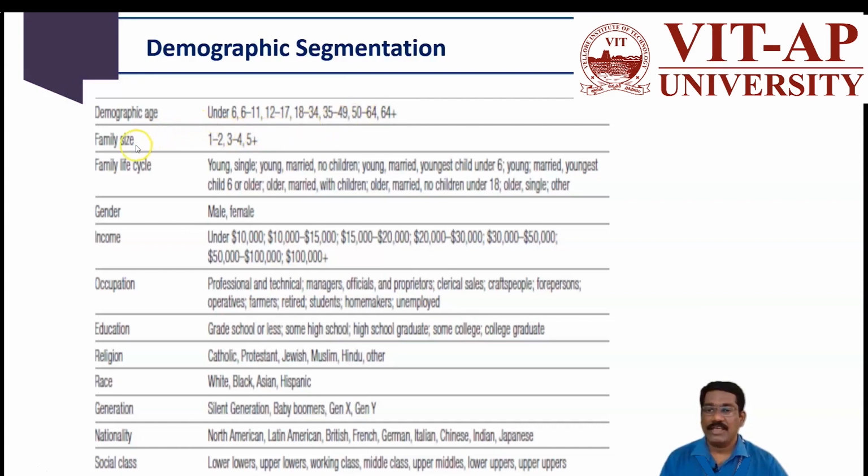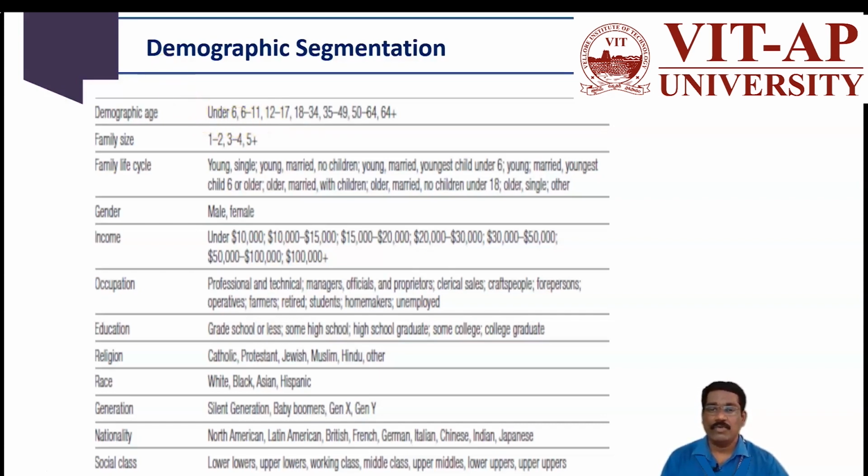And also we have family size. As I told earlier, there are a lot of products which have a family pack and a nuclear pack, like that. The packaging size is totally different between 1 to 2, 3 to 4, and 5 plus, where you have a family pack. And of course, Pepsi and Coca-Cola have come out with large bottles. They try to serve the entire family.